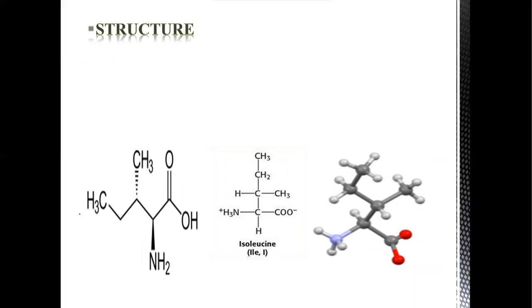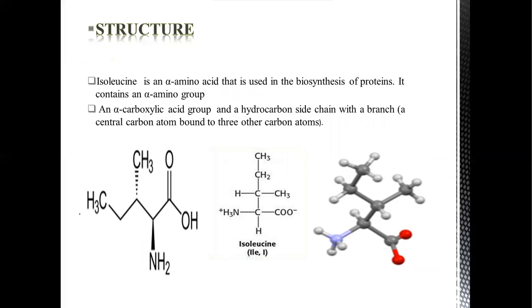Next is the structure of isoleucine. What is the L-isoleucine structure? Isoleucine is an alpha amino acid that is used in the biosynthesis of protein. It contains an alpha amino group. Here is the term alpha amino group. Alpha amino group means the amino group.